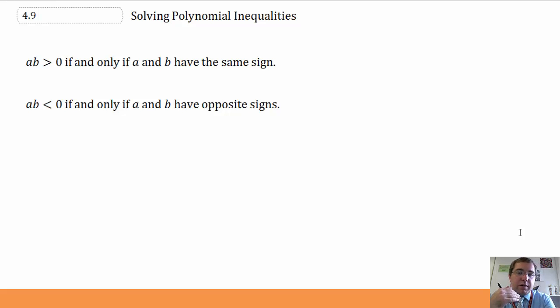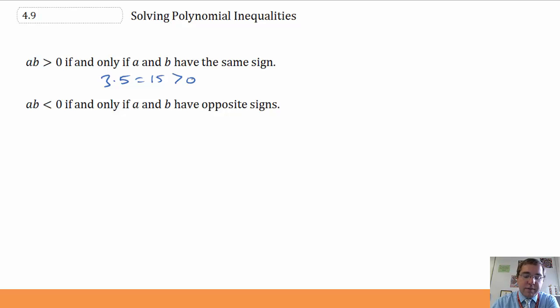Here we're going to solve polynomial inequalities. We're going to use one of these two properties. AB is greater than 0 if and only if A and B have the same sign. So if I multiply two positive numbers, say 3 times 5, that is 15, which is positive.